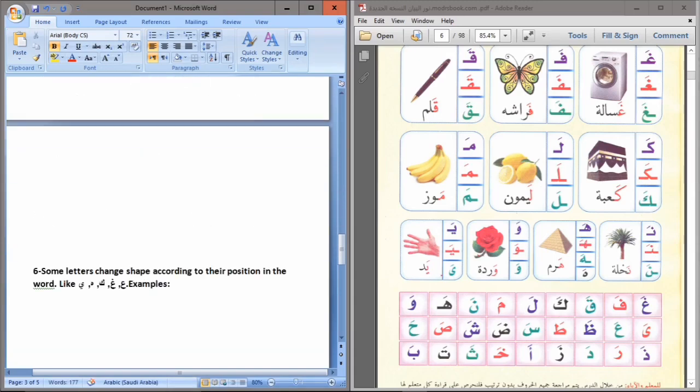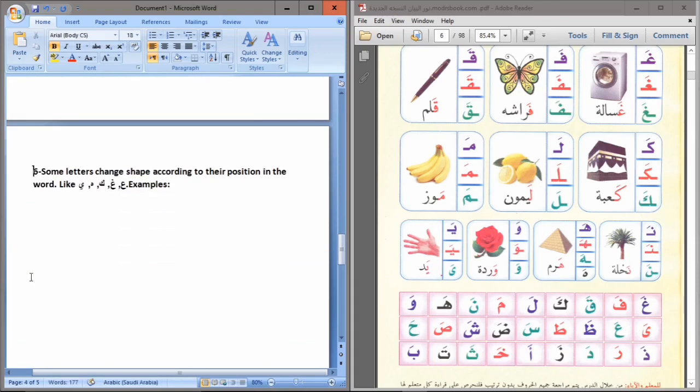And the last rule is that some letters change shape according to their position in the word. That is, all these letters are Ain, Ghain, Kaf, Ha, Ya. When these letters come in the middle of a word, this is not how they will be written. They will change form totally. So these letters change form.